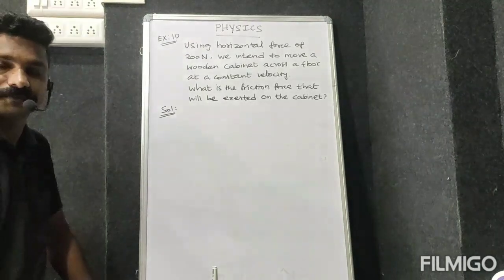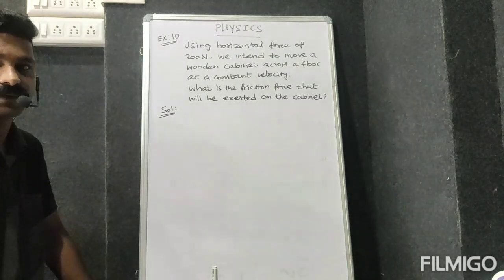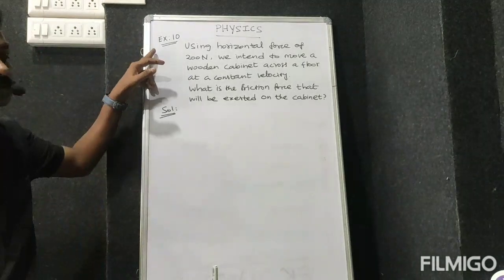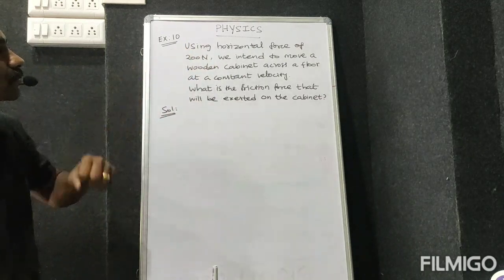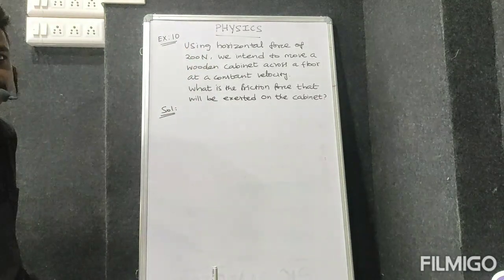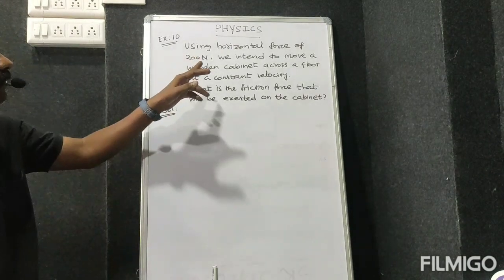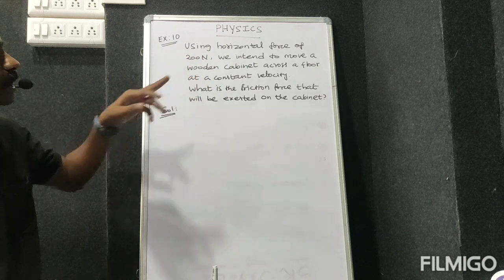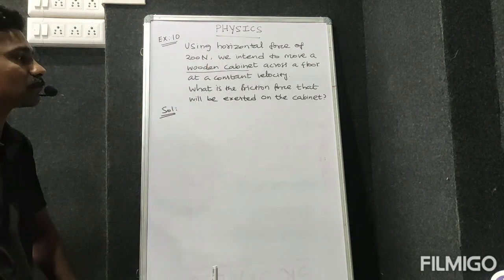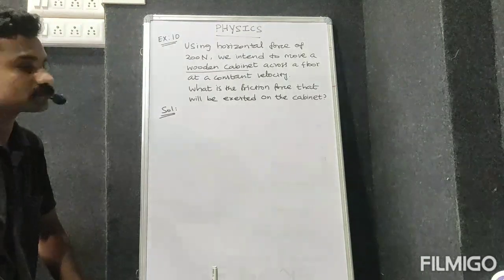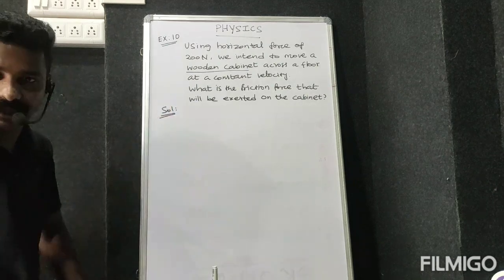Next problem from the Force and Laws of Motion chapter, 9th standard, NCERT exercise problem number 10. See this question. Using a horizontal force of 200 Newton, we intend to move a wooden cabinet across a floor at constant velocity. So what is the frictional force that will be exerted on the cabinet?